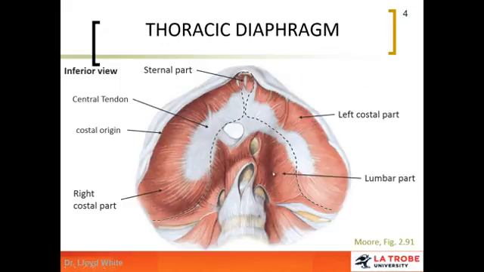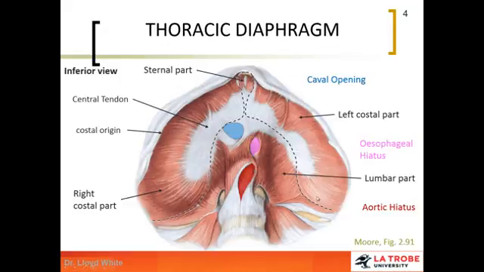And we can now see the openings through the diaphragm. We have the caval opening for the inferior vena cava, we have the esophageal hiatus for the esophagus to pass through, and we have the aortic hiatus for the aorta to pass through.